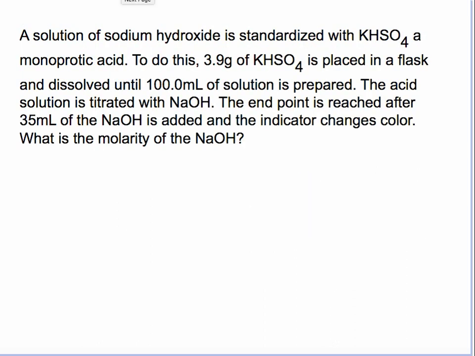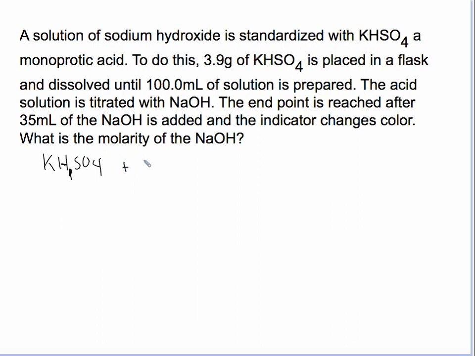Okay, one more problem. Sometimes you can start with grams instead of moles or molarity or concentration. In this case, they're starting with 3.9 grams and dissolving it into some water to make a solution. And then they're titrating it with NaOH. So in this equation we have KHSO4, which again it says is monoprotic.